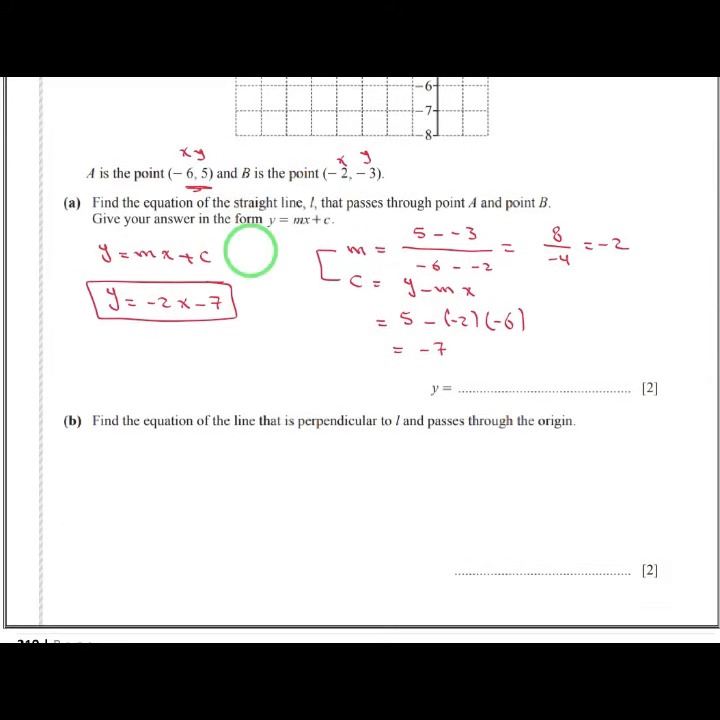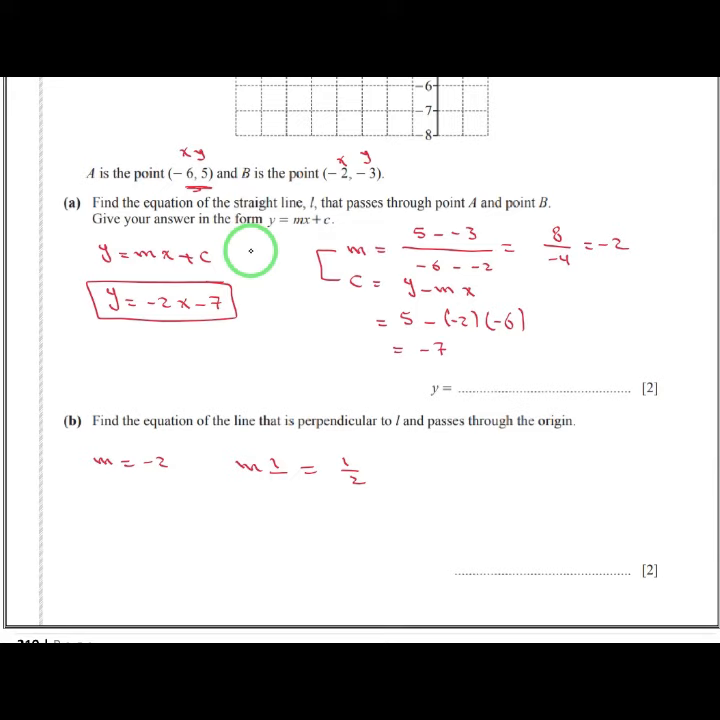Find the equation of the line that is perpendicular to L and passes through the origin. The equation of the line perpendicular to L: the gradient equal negative 2, so the gradient of the perpendicular is equal to half. We have to find the additive multiplicative inverse. We have to find the reciprocal and change the sign.